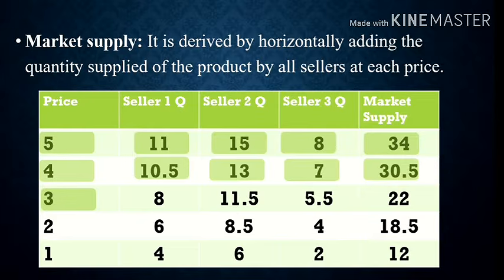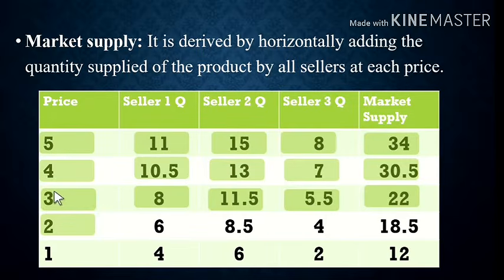At a price of 3, when the price decreases, quantity supplied has decreased from 10.5 to 8, because price has decreased from 4 to 3. Here also, seller 2 decreased from 13 to 11.5, and seller 3 also decreased. What we are trying to find is market supply. Market supply has decreased too. Where did we get this 22? This 22 is from a horizontal sum of 8 plus 11.5 plus 5.5, which gives you 22. Now the price has decreased to 2.